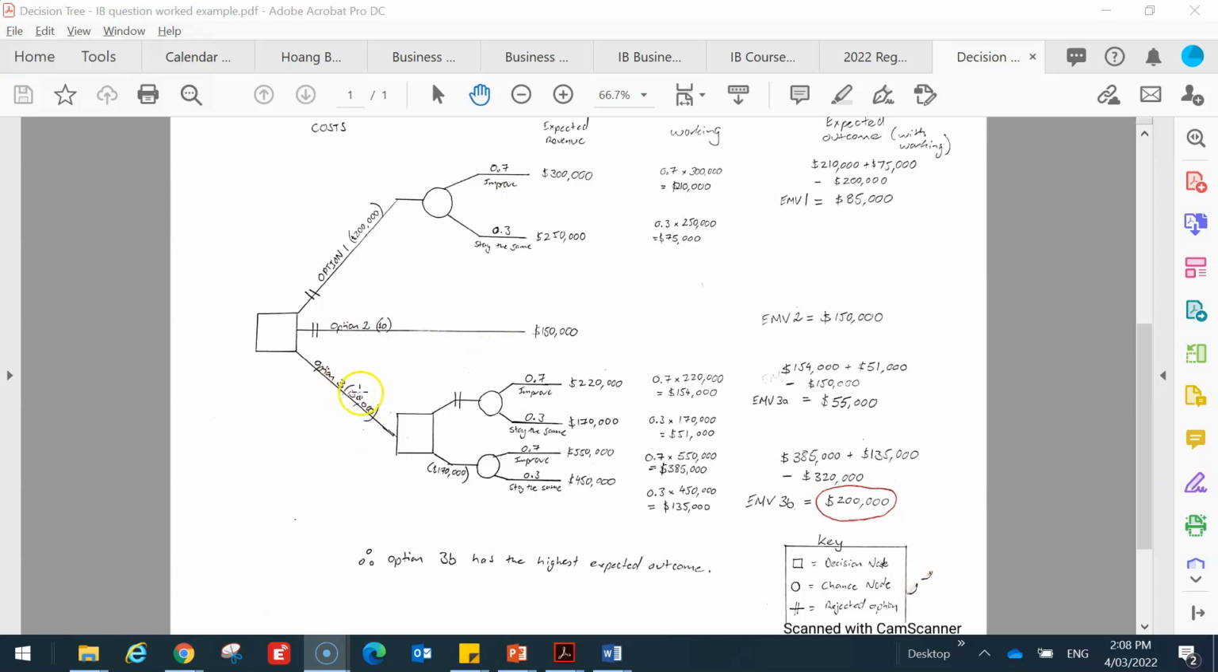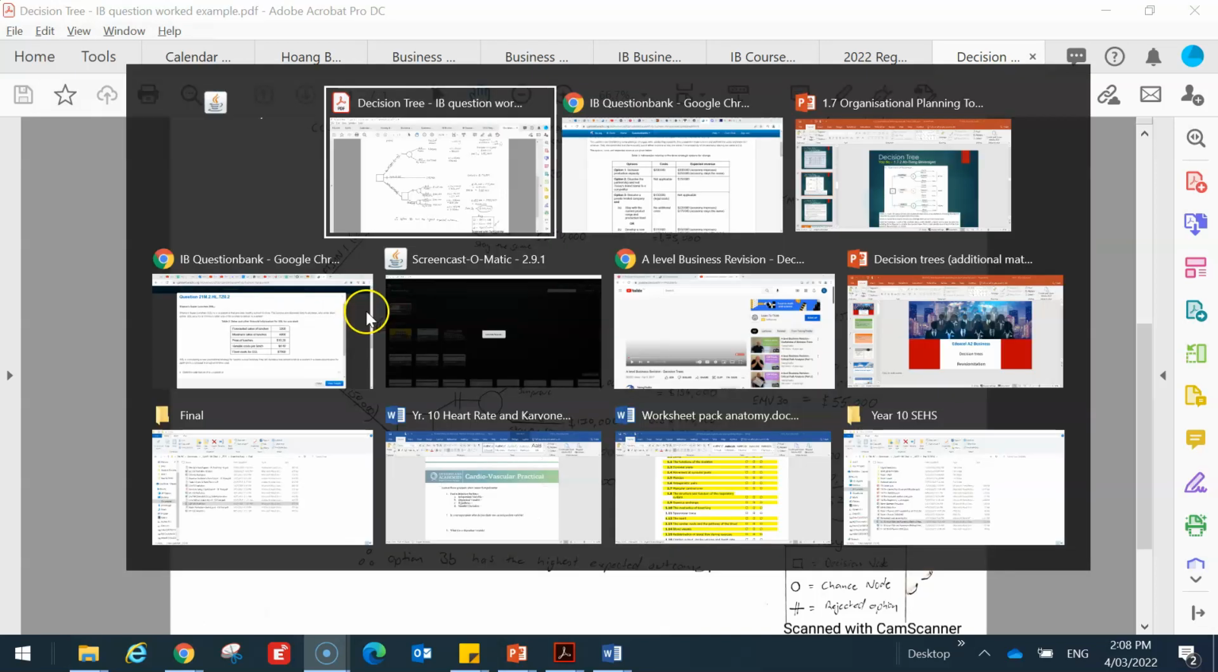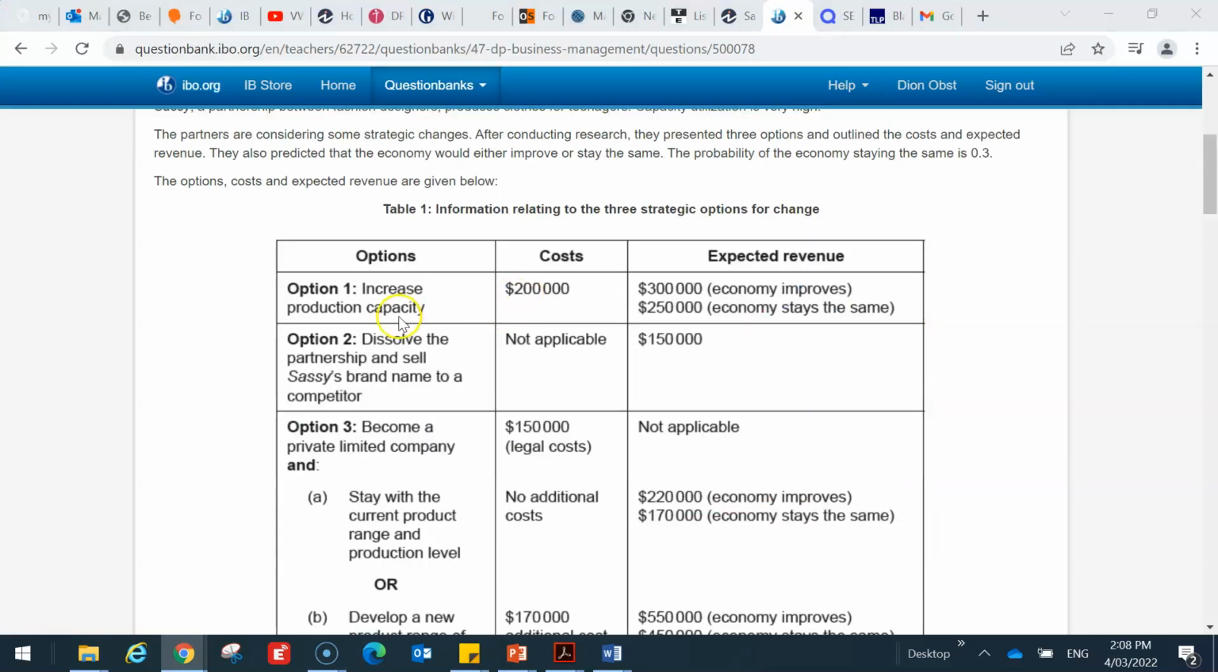So we can see here with option 3, we understand this $150,000 is relating to the legal costs, right? So the legal cost, irrespective of whether they consider A or B. Now, if it helps you, you can draw some labels in if you wish. So with option 1, you might choose to write in increased production capacity. Option 2, you could just write in sell. Option 3, becoming a private limited company. If that helps you, by all means, put it in.